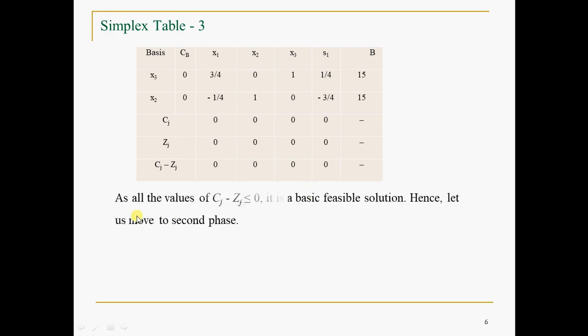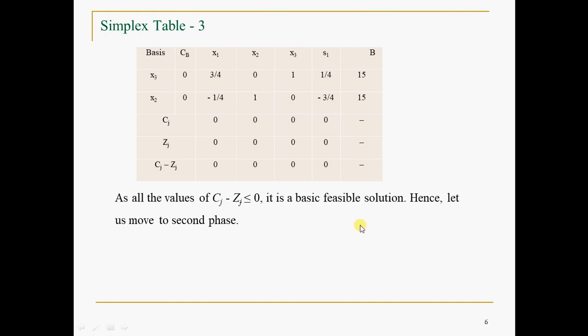So let us see the comment. As all Cj minus Zj values are less than or equal to 0, it is a basic feasible solution, we can say, or it is optimal of pace 1. Pace 1 is optimal. Hence, you can move to the second pace. You have to confirm that all Cj minus Zj should be less than or equal to 0. So hence you can move to the second pace, that is pace 2.